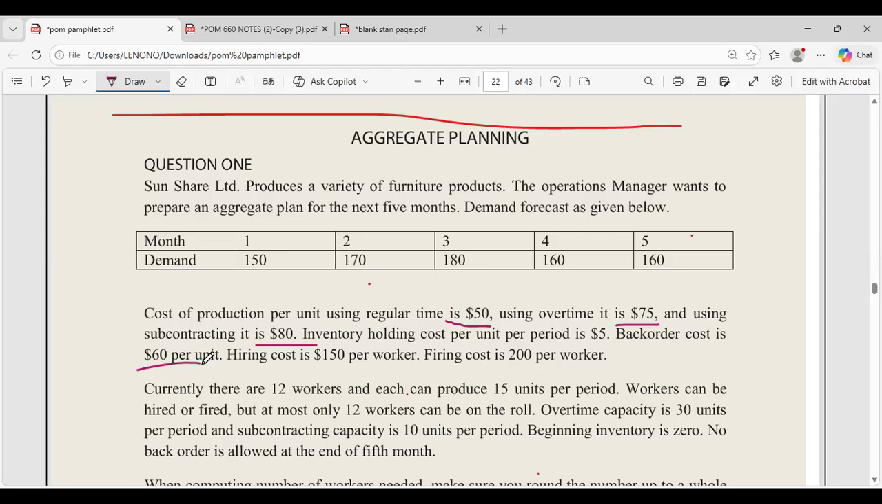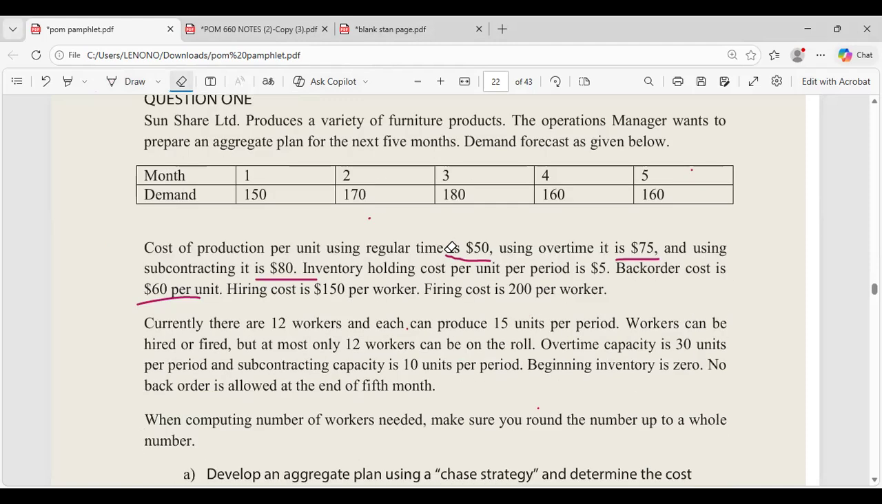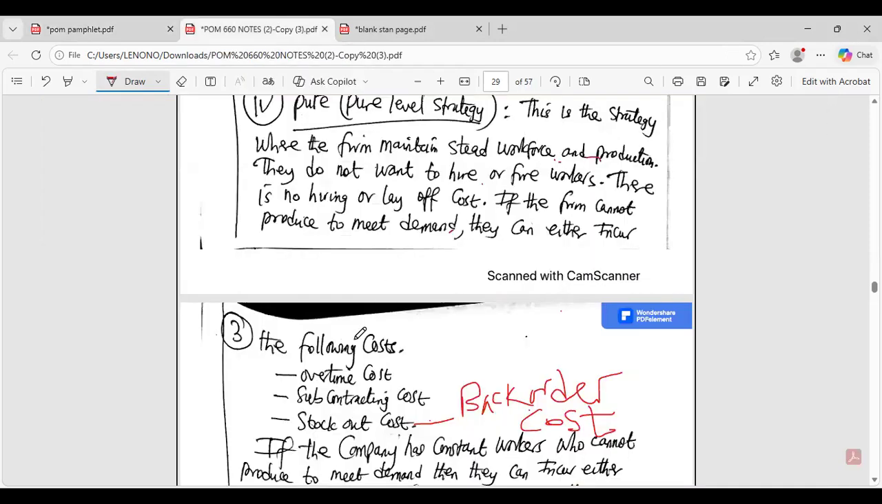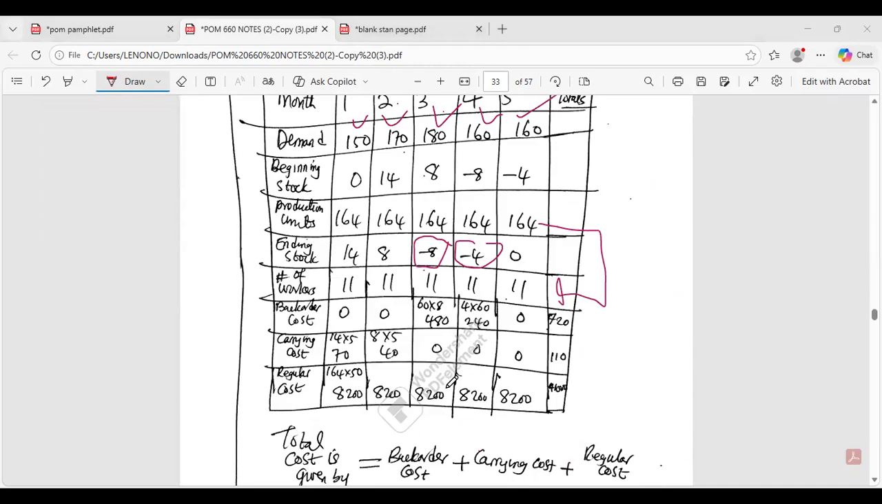Tell me, please, Madam Chipo. Which one is cheaper here? Back order cost is 660, which is cheaper than the subcontracting and the overtime. Yeah, this is what I wanted you to tell me. Thank you very much. So these units that are negatives, we'll just declare that we don't have stock. It's cheaper. That's why you're going to have a back order cost.